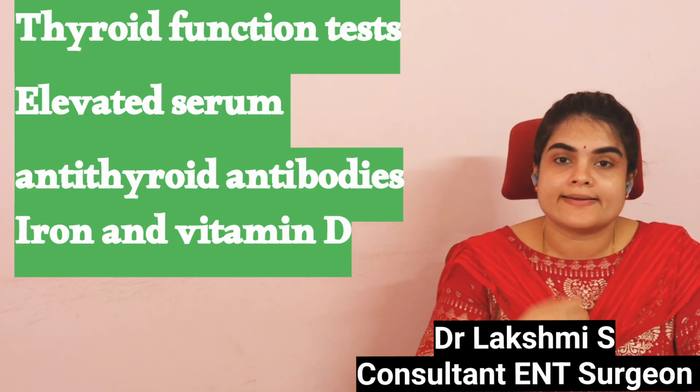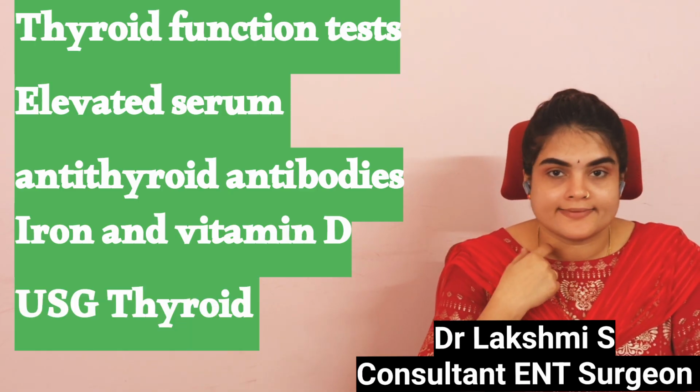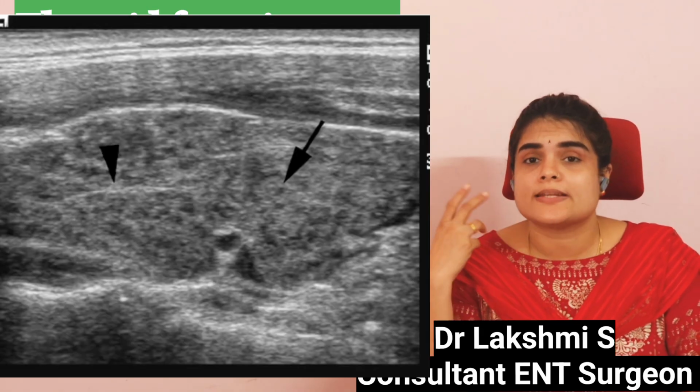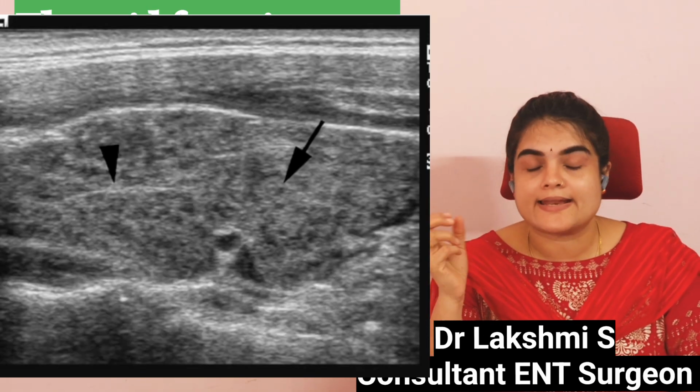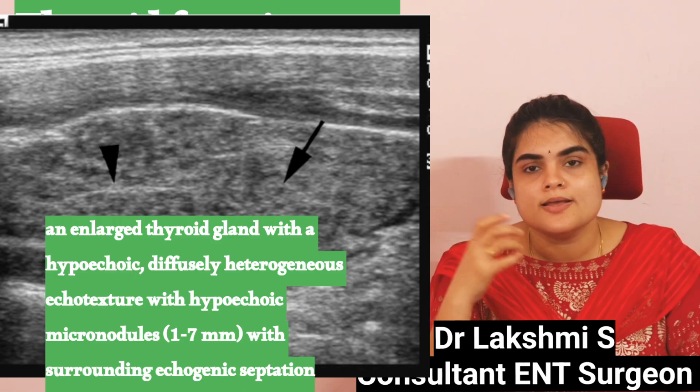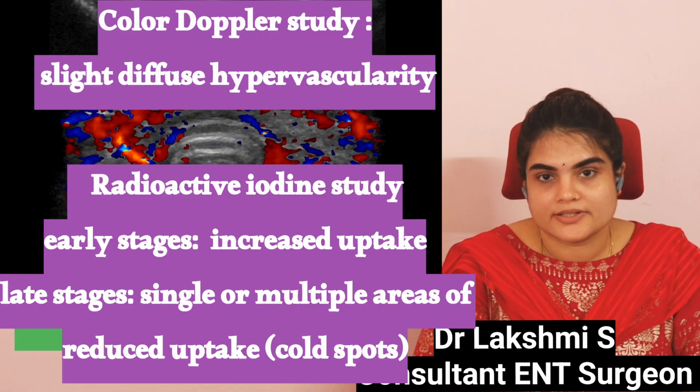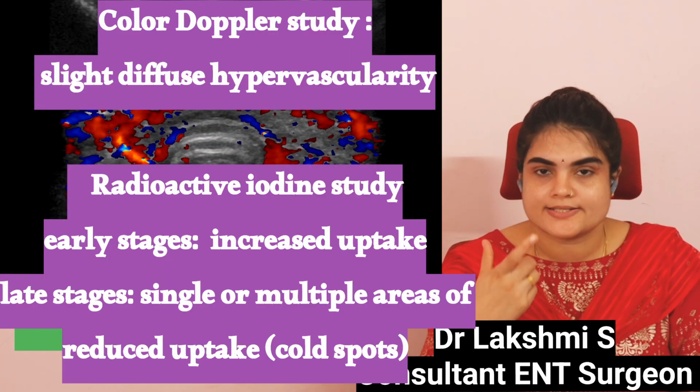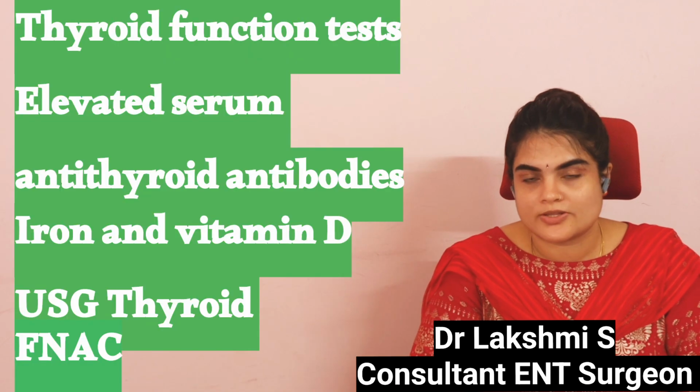Also you can do an ultrasound of the neck and the thyroid. Coarse and hypoechogenic parenchyma. The parenchyma is hypoechogenic and there can be a micronodular pattern. That is what you see in the ultrasound of the thyroid. You can also do an FNAC to confirm the diagnosis histopathologically.